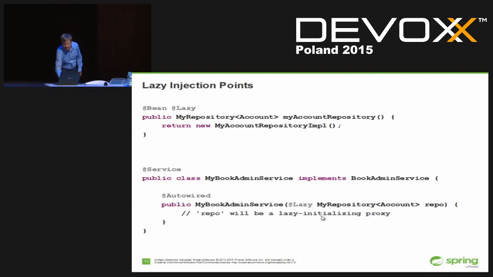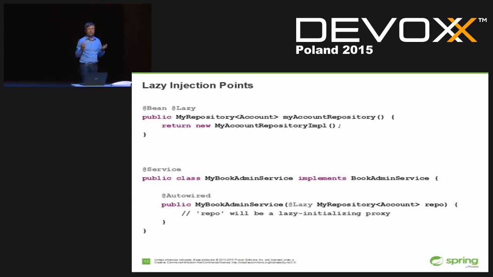It's the add lazy annotation here for a parameter at the injection point. So my bookadmin service here says, I want the my repository of account, but I'm okay with a lazy reference to it, because I'm not going to use it immediately. I'm just going to store the reference, probably in an instance variable, right, in a field of this class. I'm going to use it later on. And it's okay if it's not initialized yet.